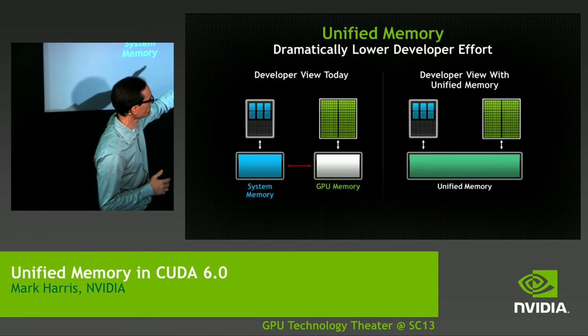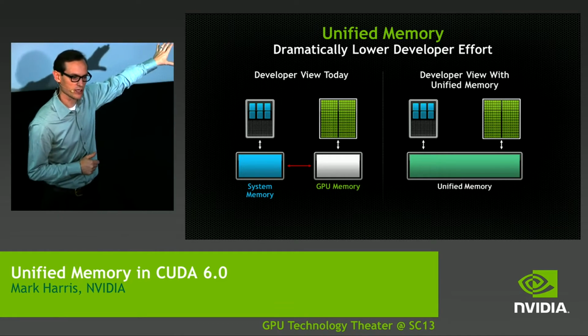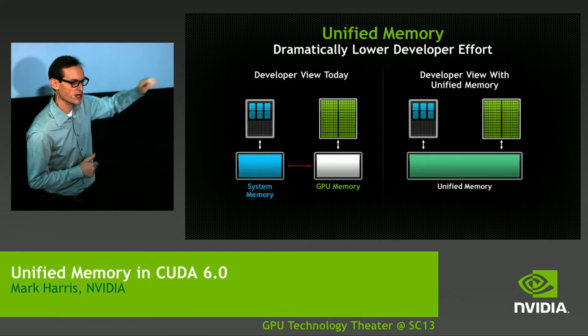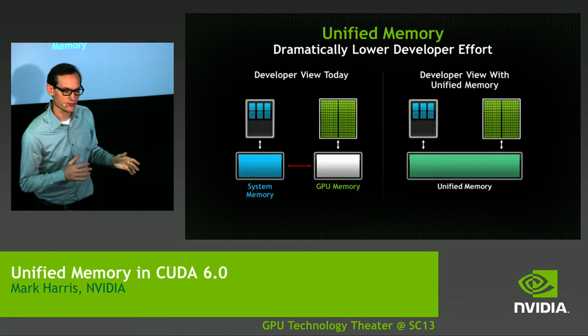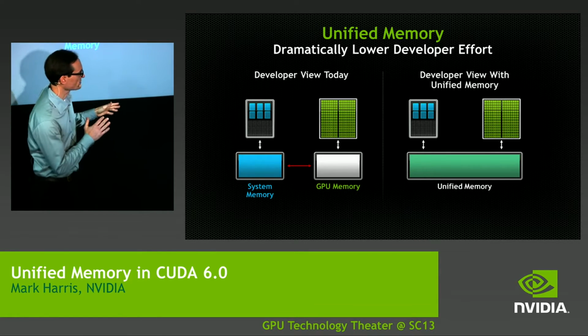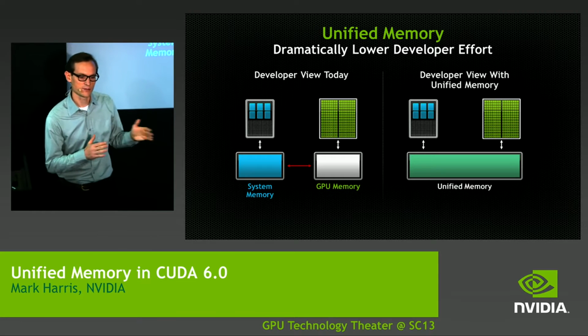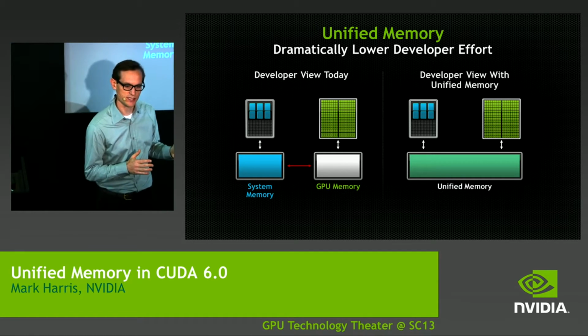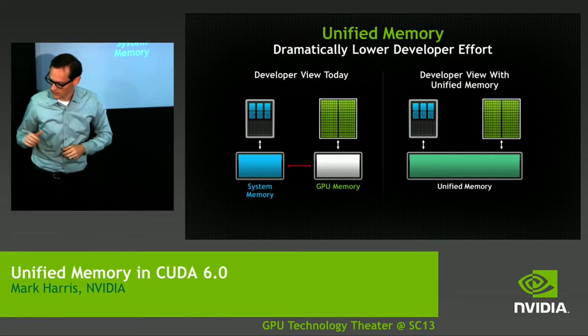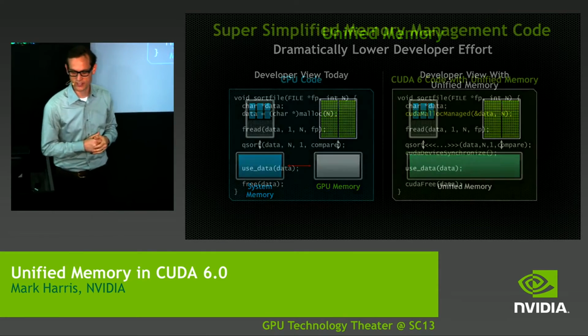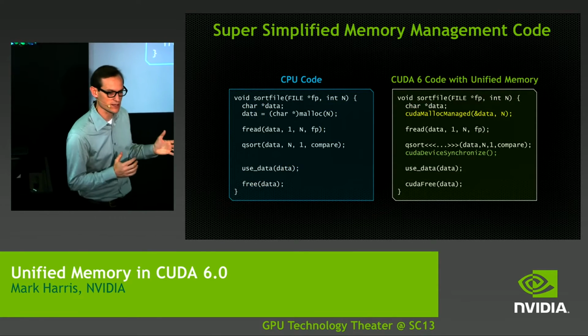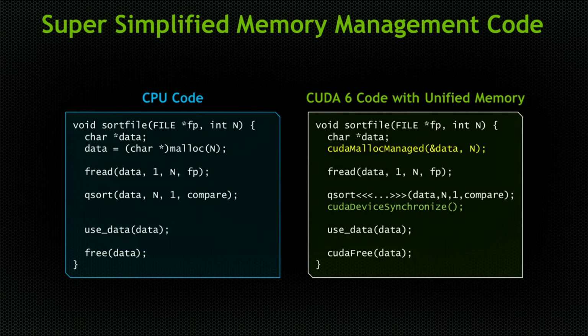With unified memory, we allocate a shared or a managed pool of data that bridges the divide between the CPU and GPU. And the runtime handles automatically migrating data between the physical memory spaces to where it's needed. So the result is that it greatly simplifies the code you have to write to manage data for CUDA programs.